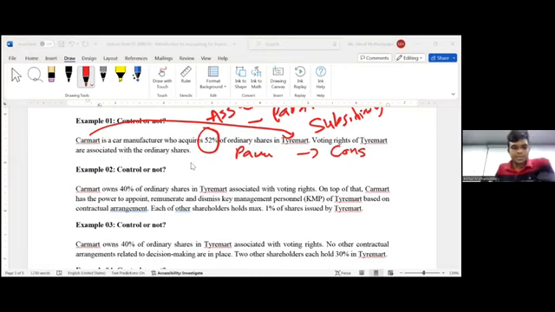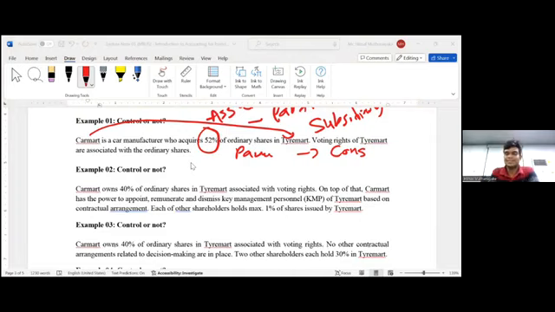Example number 2, control or not. Carmart owns 40% of the ordinary shares in Tire Mart, associated with the voting rights. On top of that, Carmart has the power to appoint, remunerate, and dismiss key management personnel (KMP) of Tire Mart based on a contractual agreement. Each of the other shareholders holds a maximum of 1% of shares issued by Tire Mart.